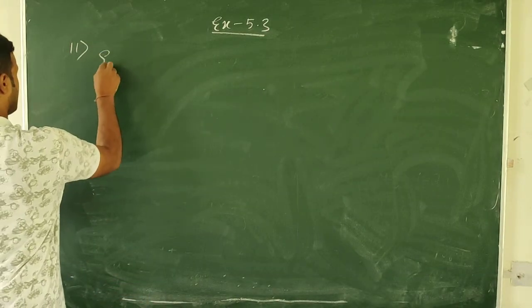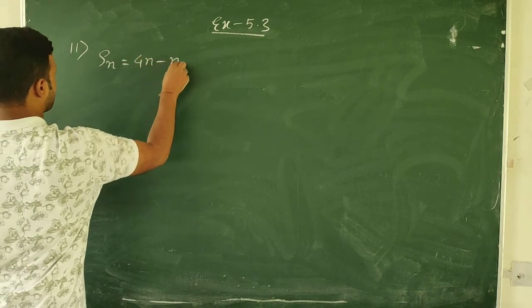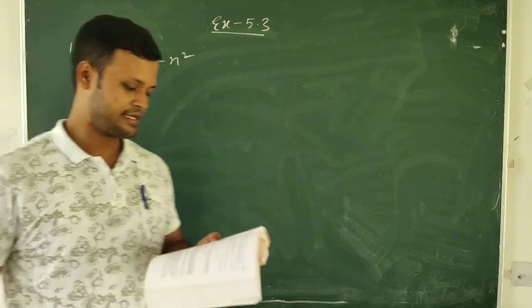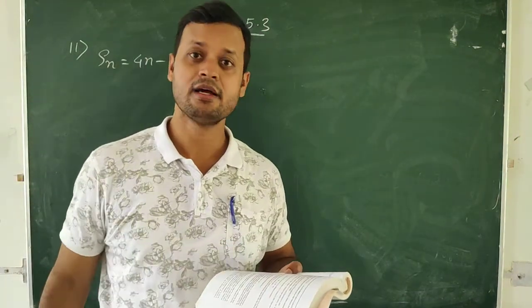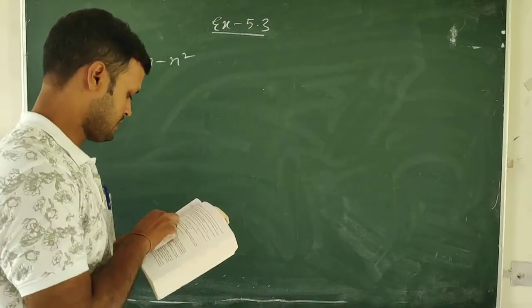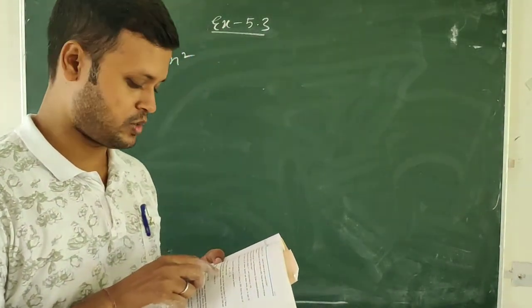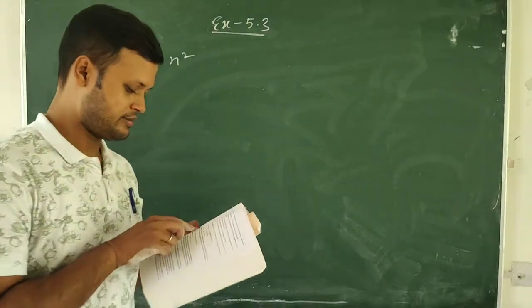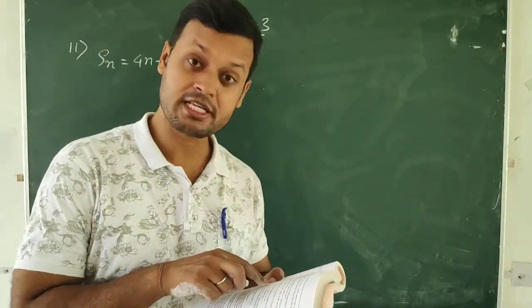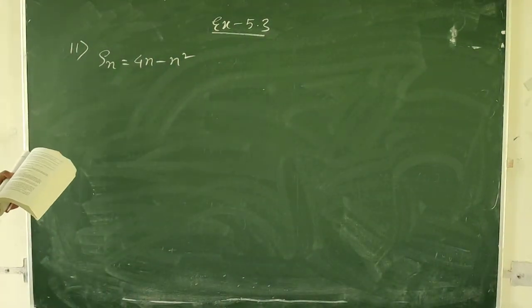So, Sn is equal to 4n minus n square. Sn is given to us. What is the value of Sn? The value of Sn is 4n minus n square. If the sum of the first n terms of an AP is 4n minus n square, so the sum of n terms Sn is given to us.